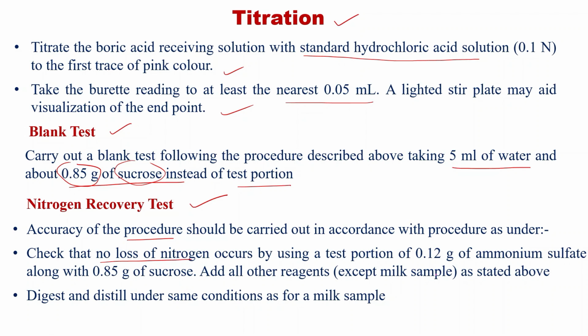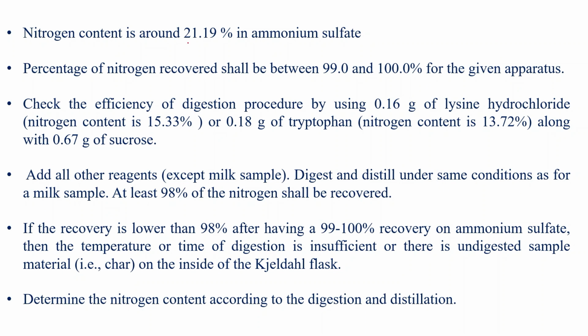For checking the accuracy of the procedure, we make use of 0.12 gram of ammonium sulfate along with 0.85 gram of sucrose, and all the reagents and procedure discussed are followed here also. You digest and distill under the same conditions as for the milk sample. The accuracy is determined by calculating the nitrogen content in the ammonium sulfate, which is approximately 21.9%, and you can verify using what is on the label of the ammonium sulfate you are using. The percentage of nitrogen recovered should be between 99 and 100% for the given apparatus, and if so, we say that the procedure is accurate.